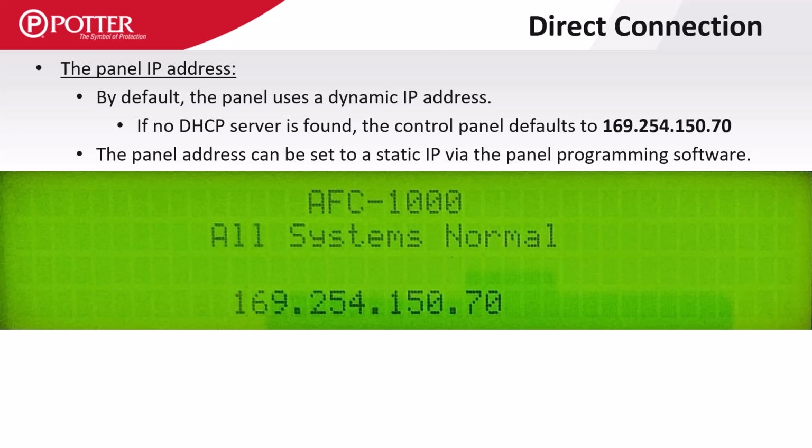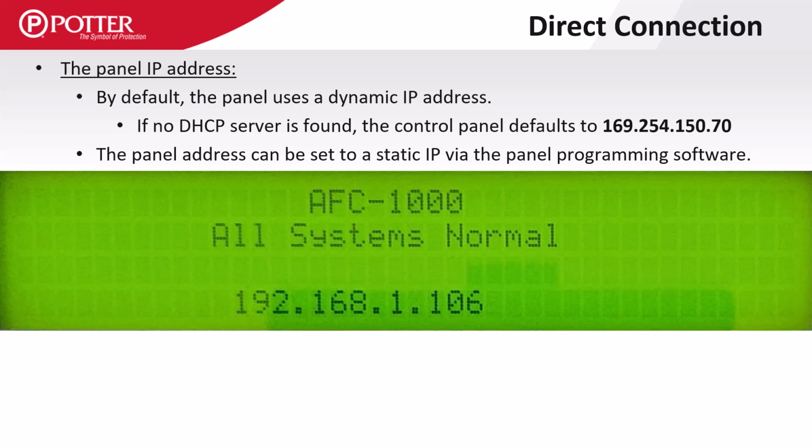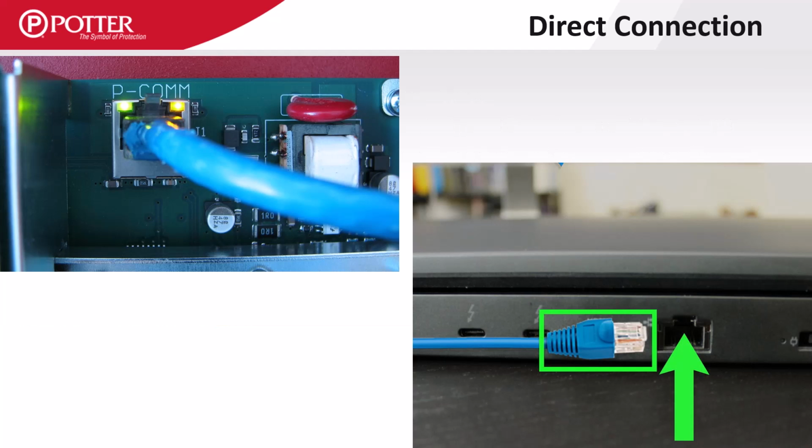Communication will be established between the control panel and the computer if both are set to dynamic and obtaining IP addresses automatically. If the control panel has been assigned a static IP address, then the IP address of the computer will also have to be assigned a static IP address in that same range to establish communication. When communication between the programming PC and the control panel is established, uploading and downloading programs is possible.